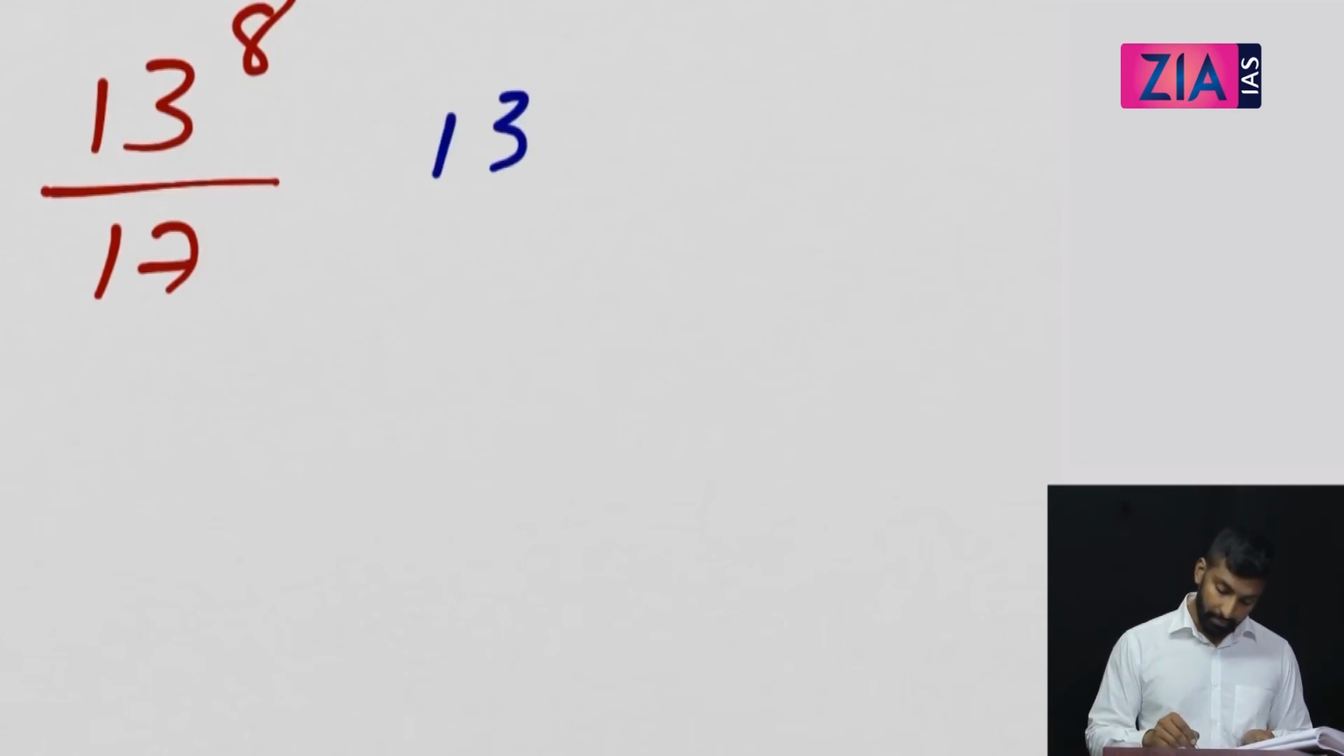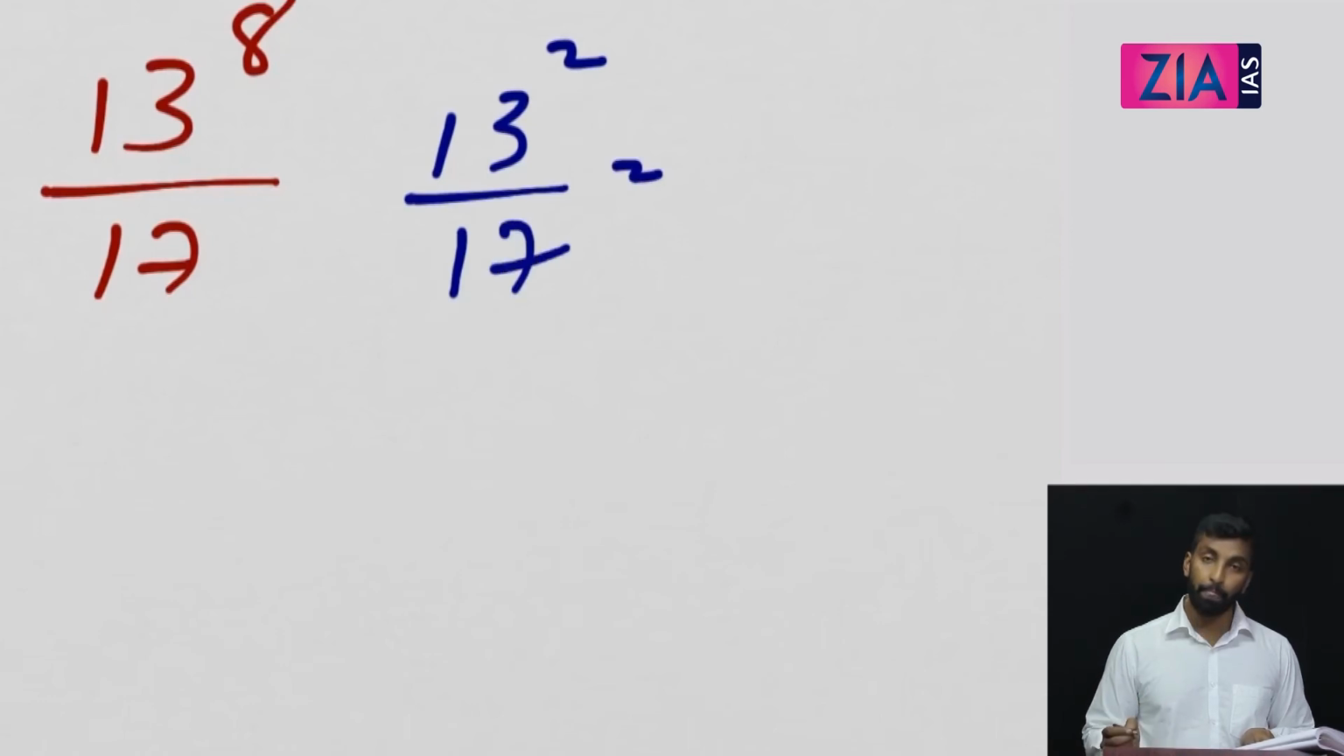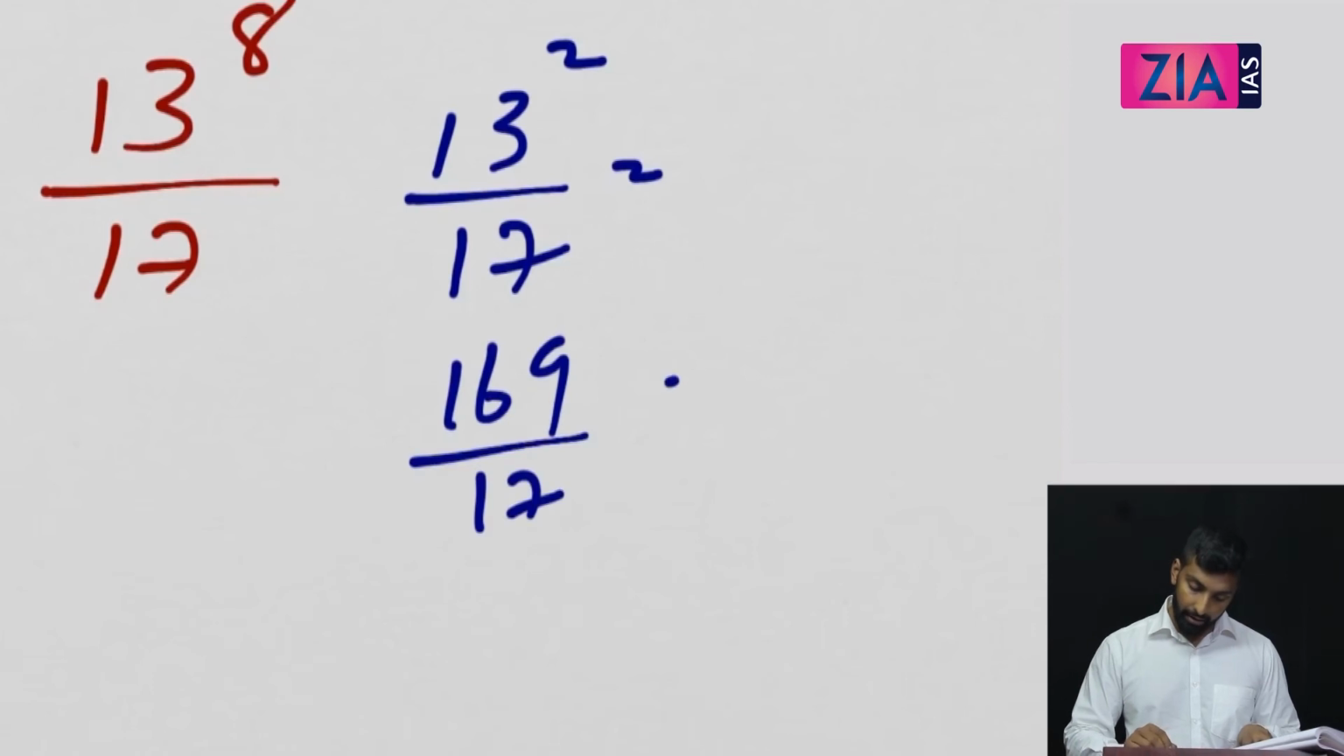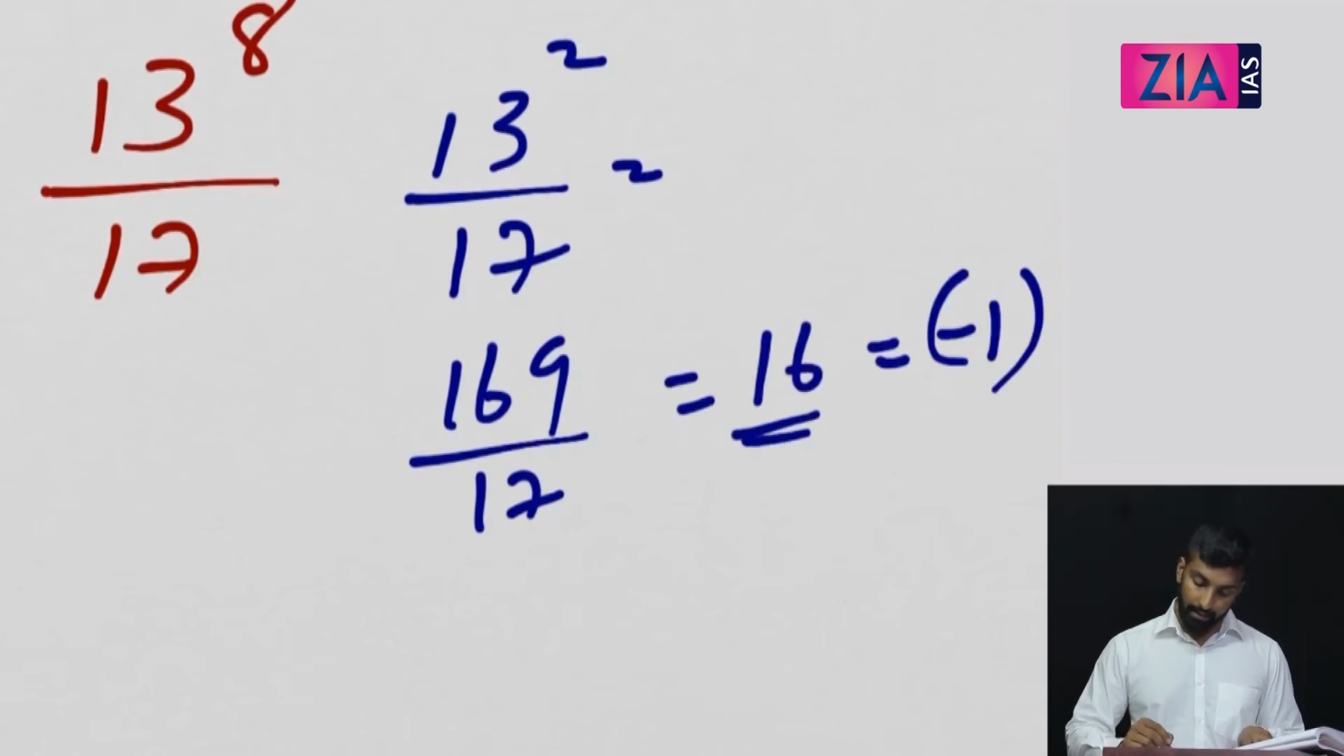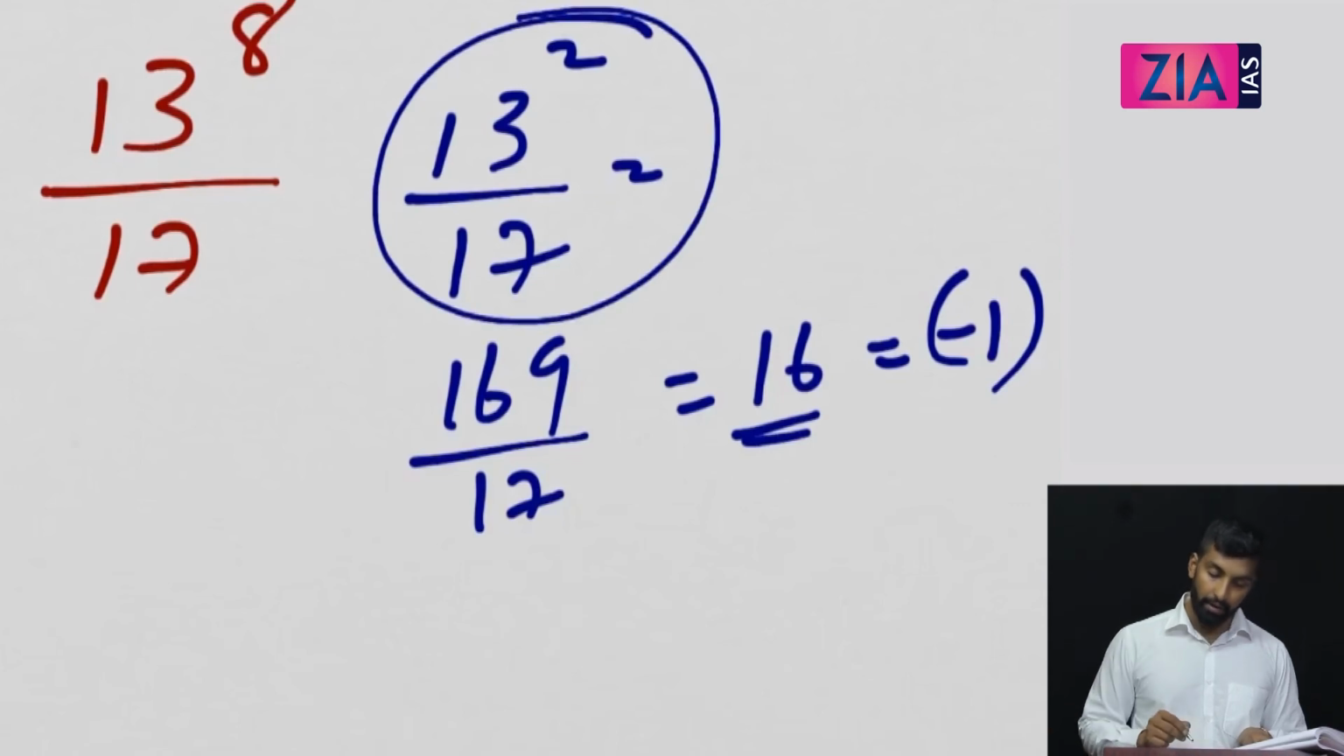Some understanding of these numbers is required, right? 13 square by 17, what is the remainder? 13 square is 169, right? 169 by 17, you will get 16 as a remainder. Or I can write it as minus 1, right? 16 is nothing but 17 minus 1. So I got minus 1 as the remainder when 13 square is divided by 17.